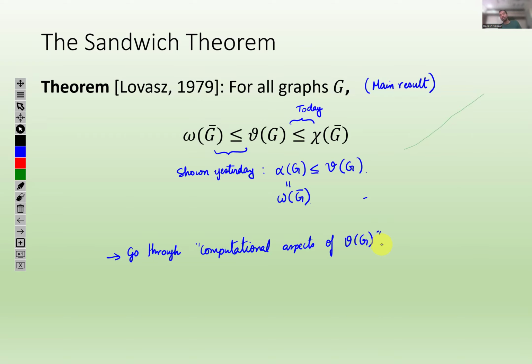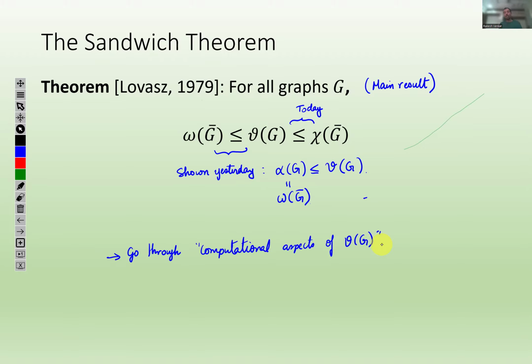When I say computational aspects, I mean: given a graph G as input, how efficiently can you compute this theta of G? Can you compute it efficiently? We may not be able to analyze it exactly, but given a graph G, if you feed it into a computer, can it efficiently compute this quantity?